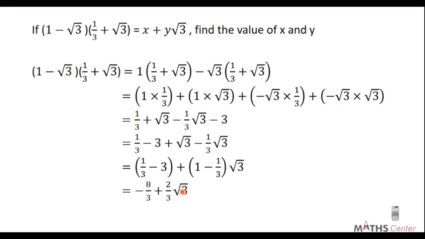Now look at something. You can see from here that the question said this one is equal to x plus y root 3. What it means is that express it in such a way that you are going to have a number plus another number root 3. And that is exactly what we have done. We are having minus 8 over 3, which is a number, plus 2 over 3, which is the other number, then square root of 3.